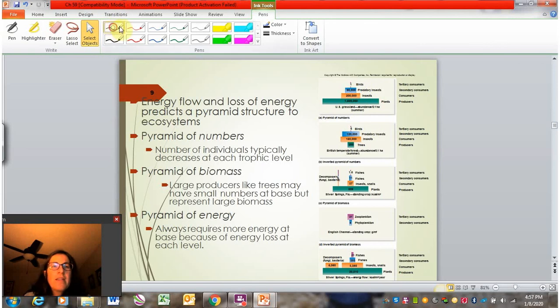However, in some cases, you won't see a pyramid of numbers, like when you have trees. Trees are really large compared to grass. And so one tree might provide a lot of food to a large amount of insects. And so in order to see the pyramid, you really have to look at a pyramid of biomass to see a pyramid shape when you're looking at a tree ecosystem.